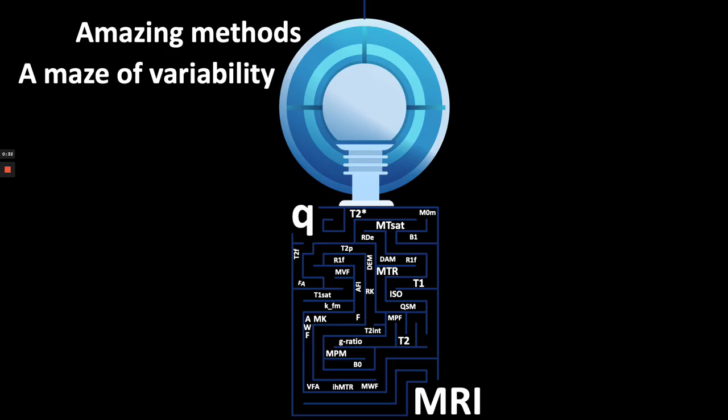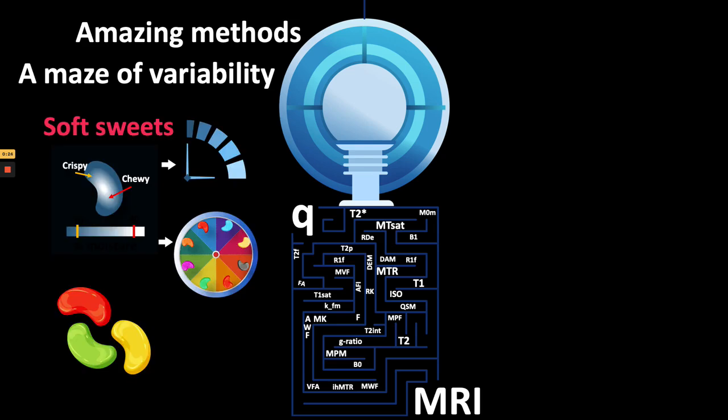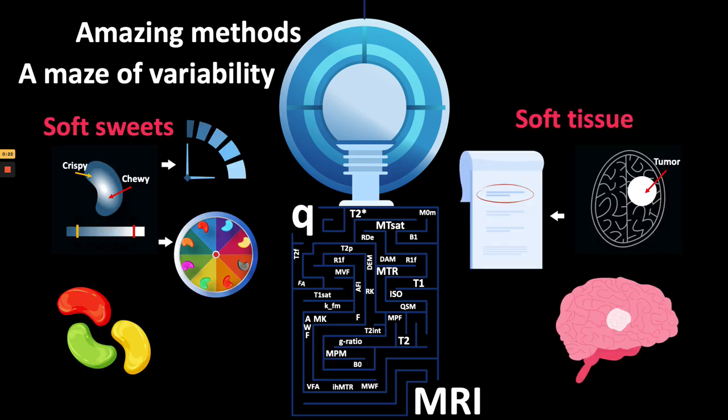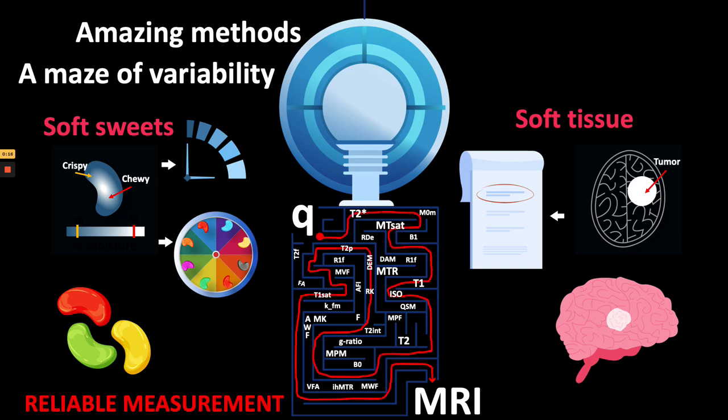So based on the literature, I think we can say that quantitative MRI is a collection of amazing methods that are trapped in a maze of variability. To achieve what food science has achieved for soft sweets in soft tissue by using quantitative MRI, we need to find a way out. And this is only possible if we can establish measurements that are comparable across time points and imaging sites. One of the key take-homes of this educational is this figure.